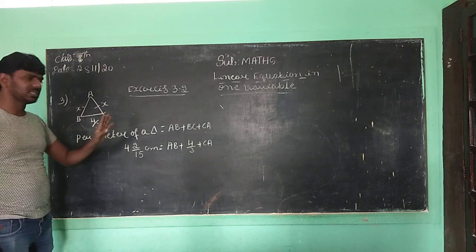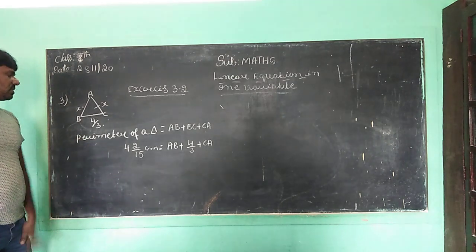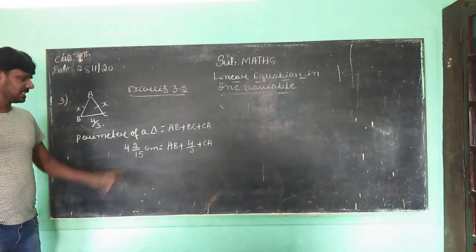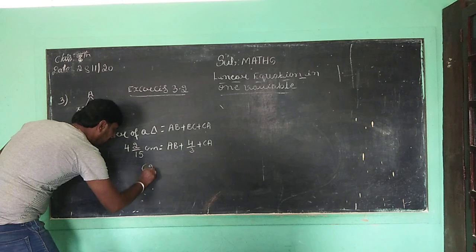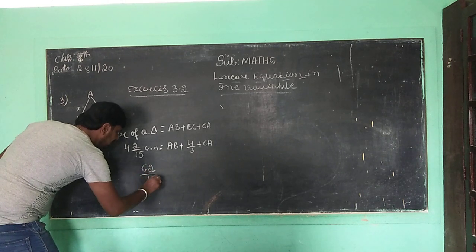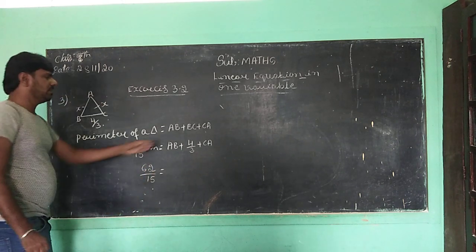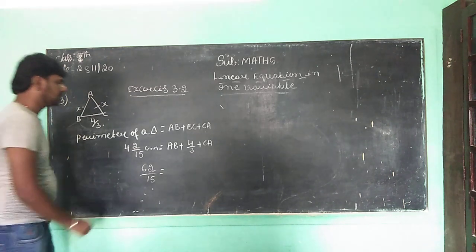Children, here a mixed fraction is given. You want to convert it to a fraction. 4 into 15 is 60. 60 plus 2 is 62 by 15 centimeter. 62 by 15 centimeter is equal to AB, we don't know, so you want to take X.